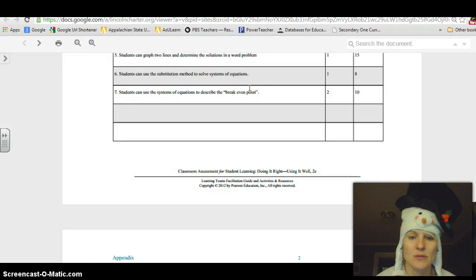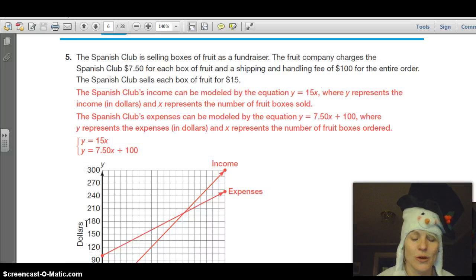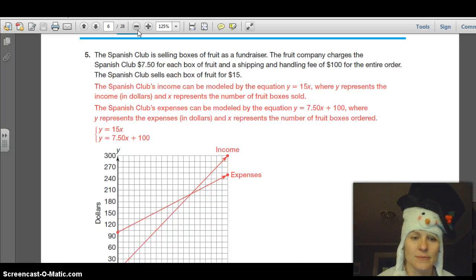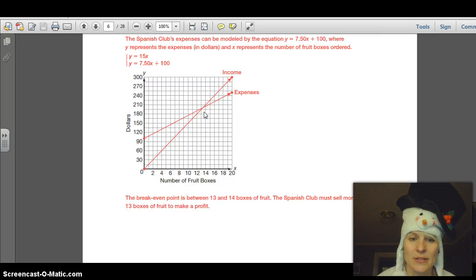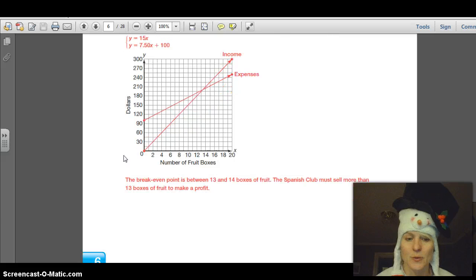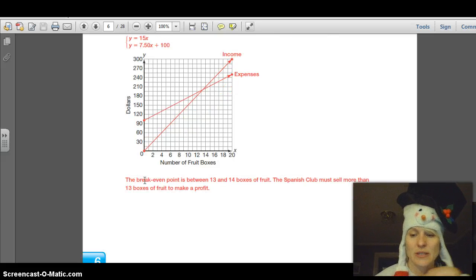The last one is the students can describe the break-even point. Again, I passed back to you your problems that look like this. So you're going to get a situation like this. You need to come up with your 2 equations. You need to be able to graph them and know that where they intersect is their break-even point, and you need to be able to write a sentence like we did in class. The break-even point is between 13 and 14 boxes of fruit, okay? So you need to be able to write that part.